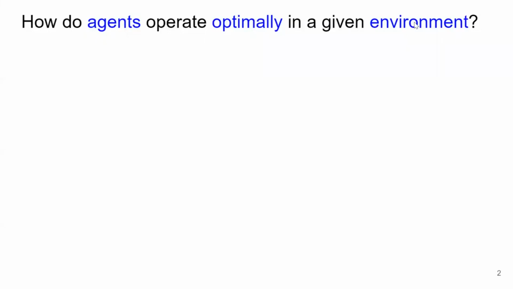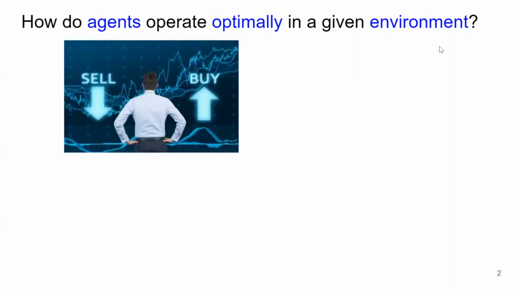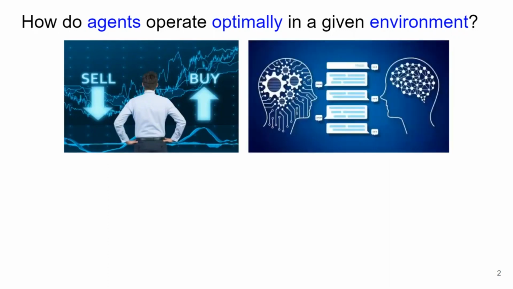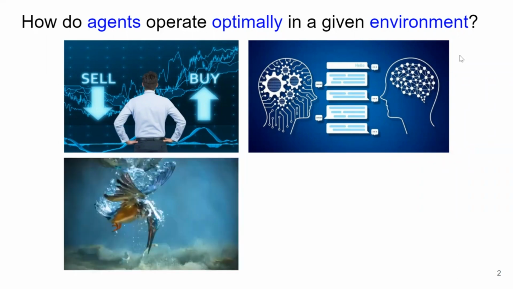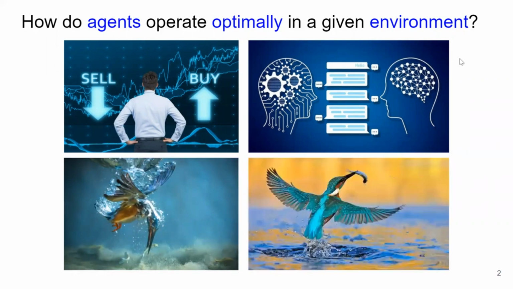Let us start with a question that is central to many fields like finance, machine learning, and biosciences. That is, how do agents operate optimally in a given environment? For example, in finance, we are constantly bombarded with choices regarding what to do with our assets. In natural language processing, an artificial agent is constantly trying to understand what you're saying and optimally respond to you. In biosciences, organisms have evolved to that level of sophistication that they have to act as optimally as possible in order to ensure their survival in an environment.